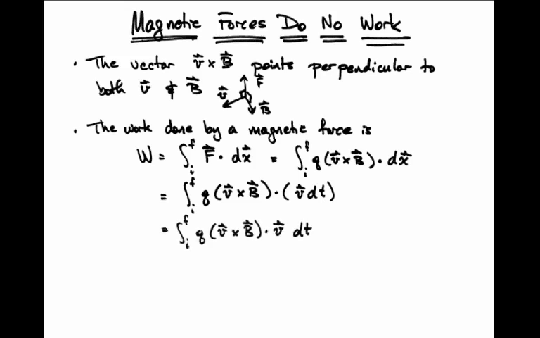In this case, we are asking to take the dot product of this vector v cross B, which is a new vector, and v itself. Since v cross B is perpendicular to v, the dot product has to equal 0.